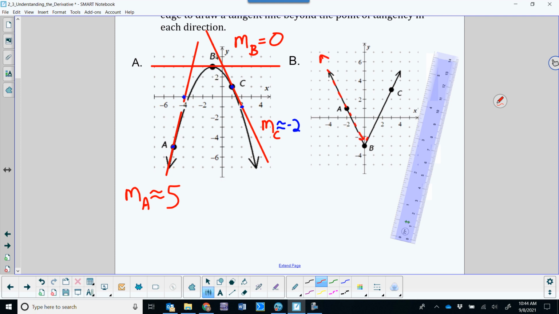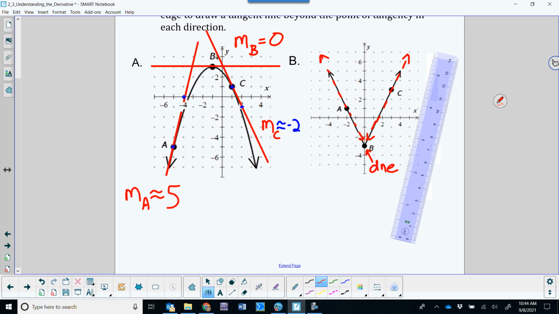Okay, and then this would be the tangent line through C, right through the exact line itself. That would be the tangent line there. And the one at B does not exist. Now let's look carefully at why that does not exist.